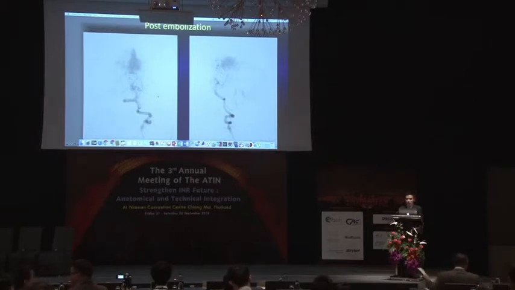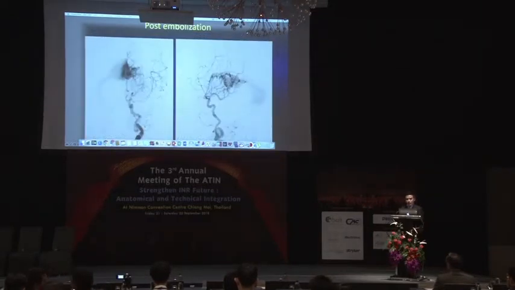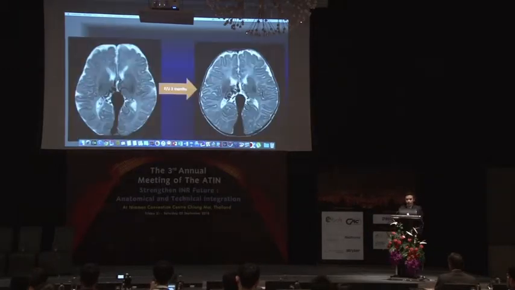You can run the vertebral artery post treatment. And you have the contrast to run the right ICA also. You see the feeder, you see the brain drainage, and then you can run the left ICA also. In my practice, I think with this technique, we have more contrast to do anything. So after the treatment, the patient improved. No dyspnea, but still a little bit of fatigue.